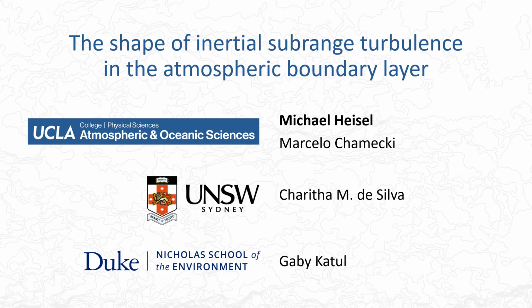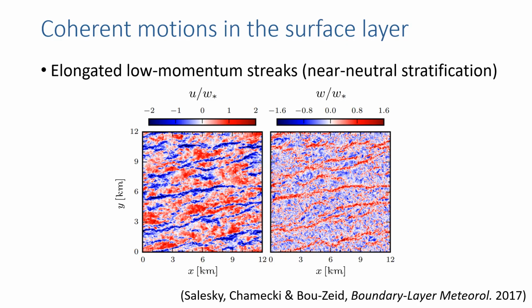at Duke University. Over the past several decades, both field measurements and numerical simulations have helped us to better understand the coherent turbulent motions in the atmospheric surface layer. For instance, under near neutrally stratified conditions, we observe low momentum streaks. An example of this is shown and easily apparent on the left side plot of the streamwise velocity, where the blue region represents these low momentum streaks.